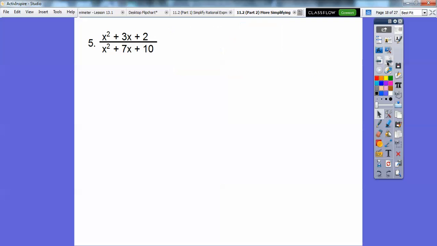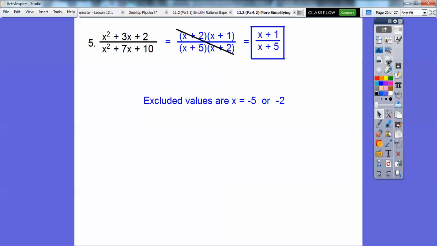Okay, here, factors of 2 that add to 3 are 2 and 1. Factors of 10 that add to 7 are 2 and 5. So there it is right there. Looks like the x plus 2's are going to cancel. Don't forget about your excluded values.